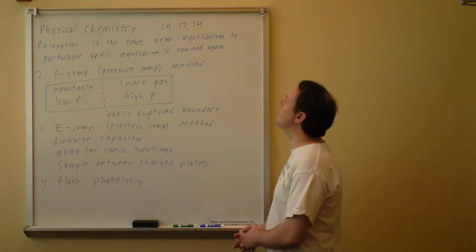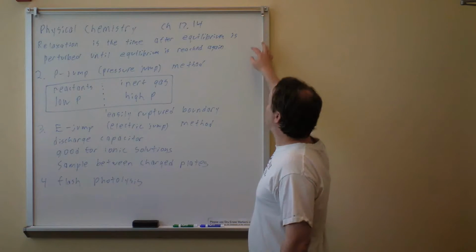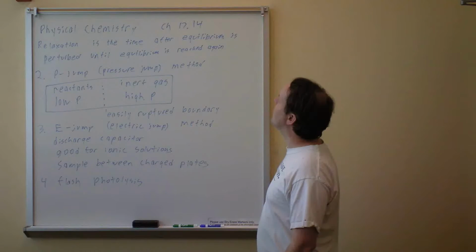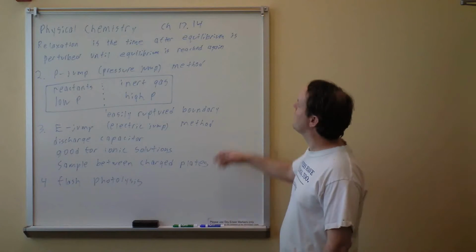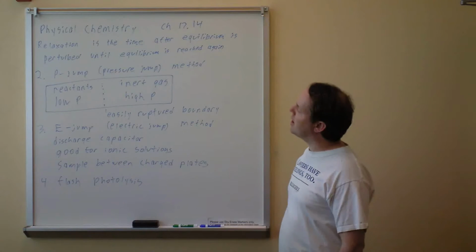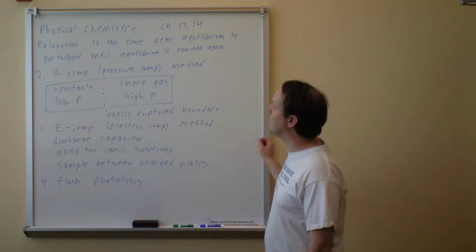Okay, we're in physical chemistry, continue on chapter 17, section 14. So relaxation is the time after equilibrium is perturbed until equilibrium is reached again. Now the second method of perturbation would be the pressure jump method, P jump.